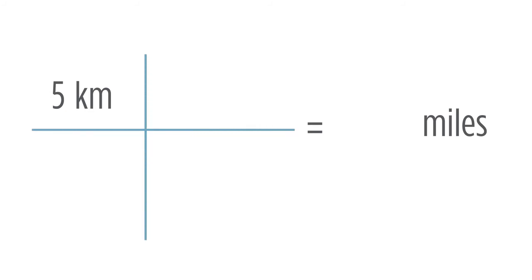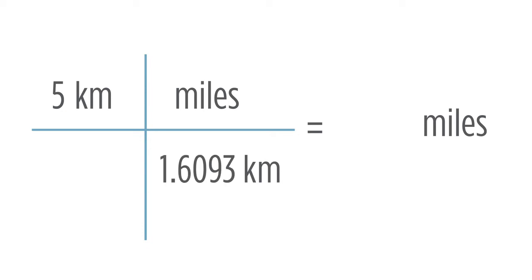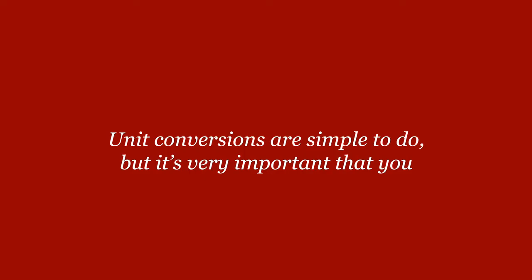We want the same unit on the bottom, so therefore we're going to have kilometers on the bottom and miles on the top. We can use any of these systems; here I'm going to choose the first one, which had 1.6093 kilometers is equal to 1 mile. We do the mathematics and we see that a 5-kilometer race is 3.1069 miles. Unit conversions are simple to do, but it's very important that you practice.